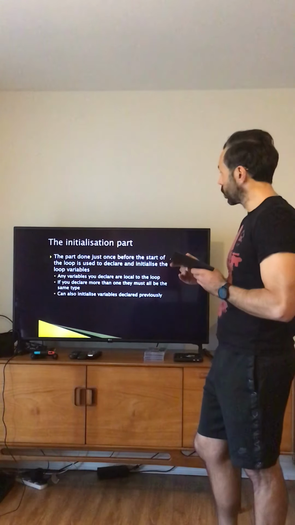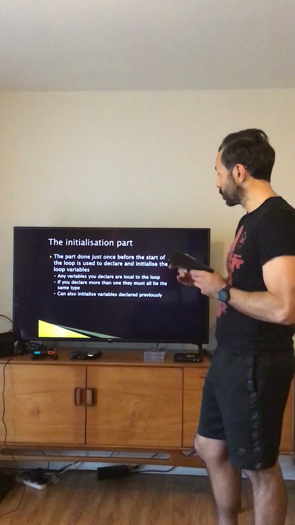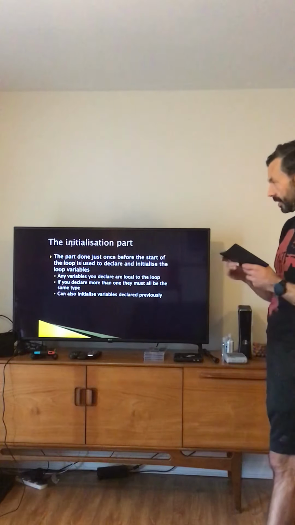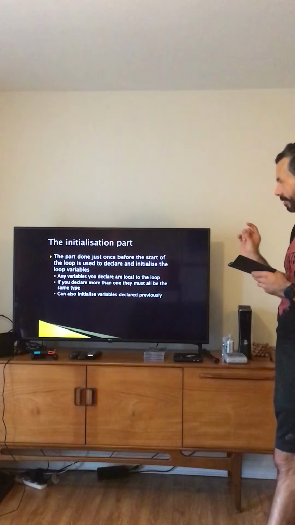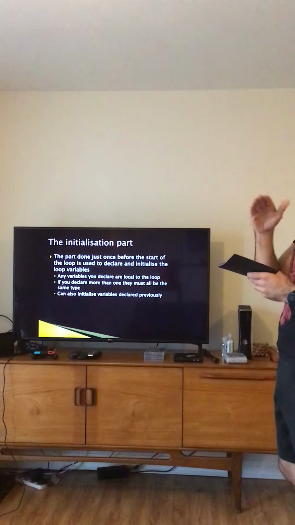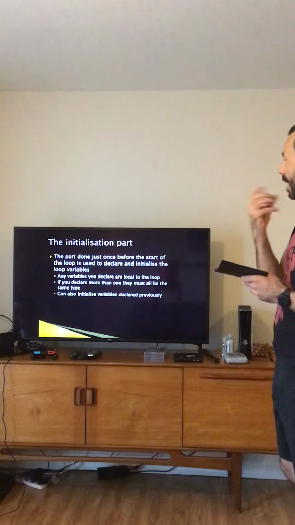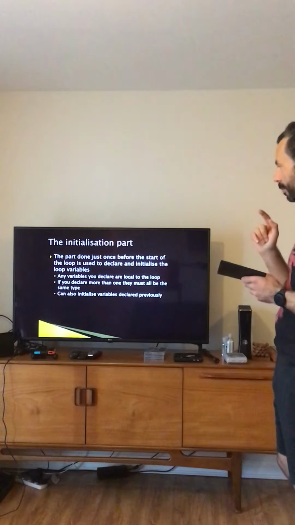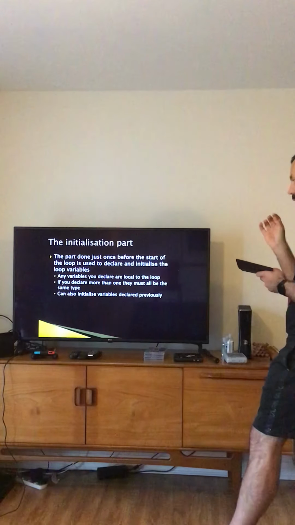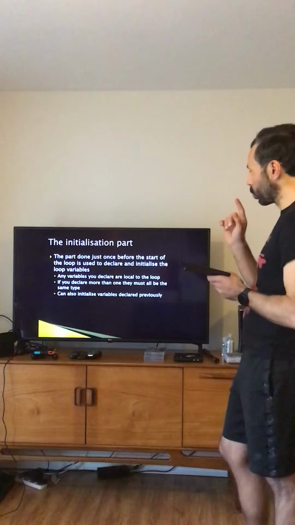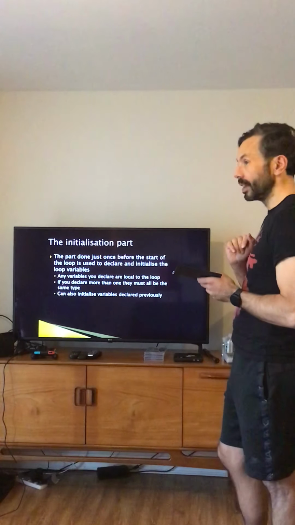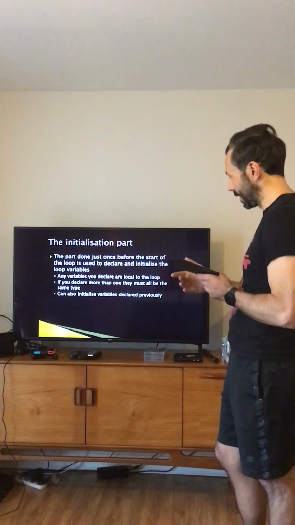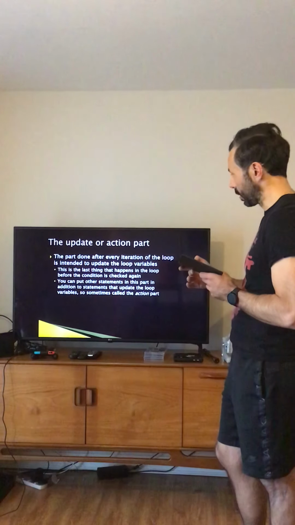Okay. So the initialization part, the part done just before the start of the loop, is used to declare and initialize the loop variable. So be careful of that. You've obviously got to have some form of integer in there. Any variable you declare is local to that loop, so do remember that. So remember the scope, the ogre example. And if you declare more than one, they must all be the same type. Okay? So you can also initialize variables declared previously as well.